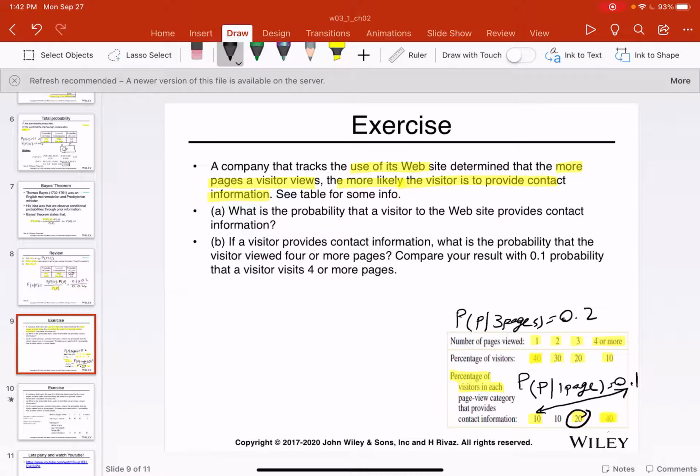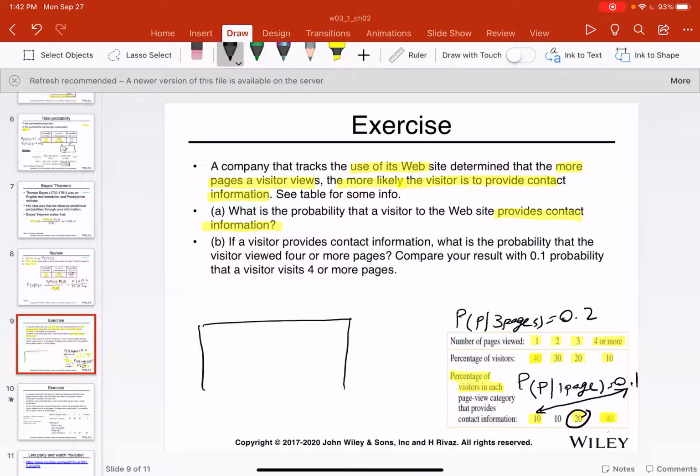So the question wants the total probability from us, right? So if we look at part A, what's the probability that a visitor to the website provides contact information, right? So the question says, I don't know how many pages the visitor is going to visit, right? Just give me the total probability, right? What's the total probability that somebody provides contact information, right? So basically what we have to do, we remember from the total probability, right?